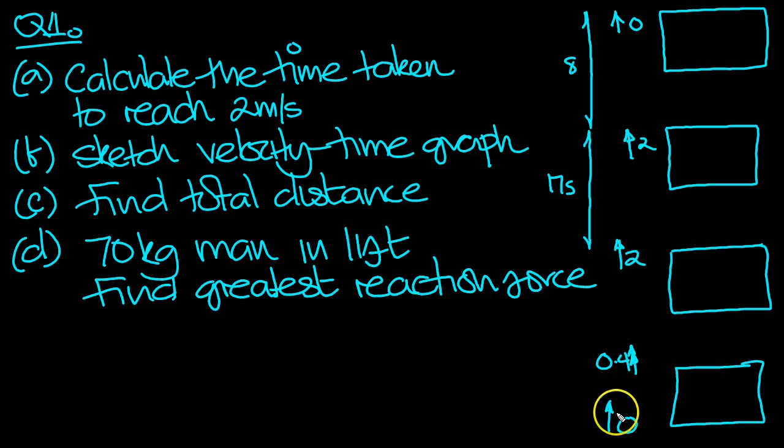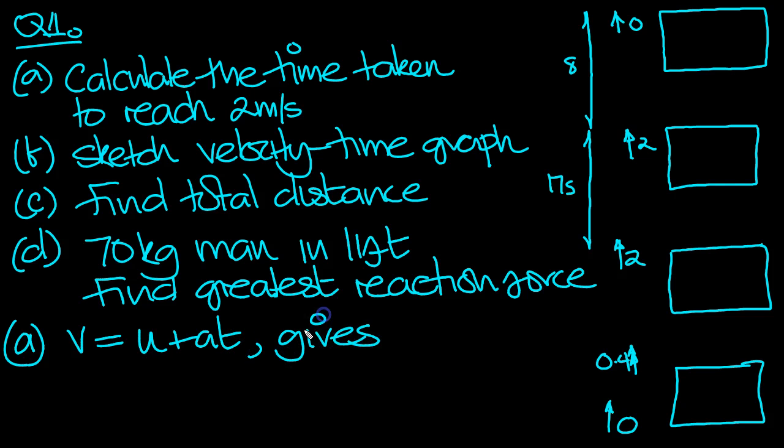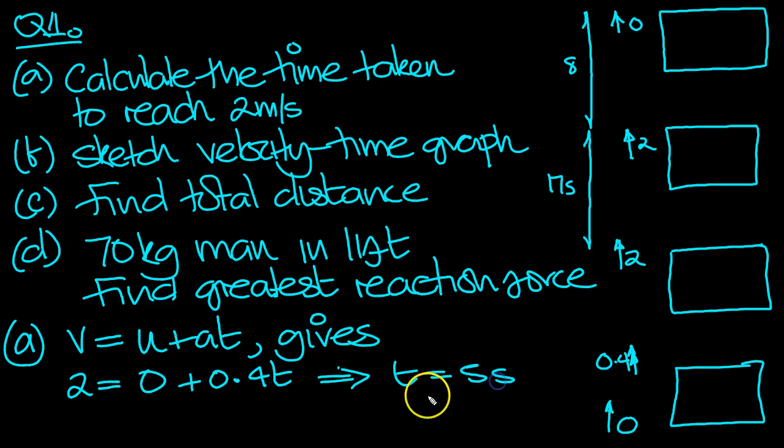We've got the final velocity, we've got the initial velocity, and we've got the acceleration. So we can use the equation of motion v equals u plus at. In this instance, the final velocity is 2, the initial velocity is 0, and the acceleration is 0.4 times the time. So 2 over 0.4 is 5. So t equals 5 seconds. So that's part A, and that t in this part here is 5 seconds.